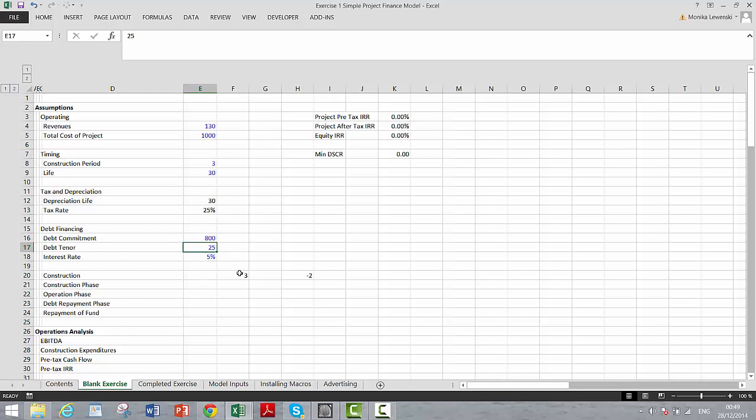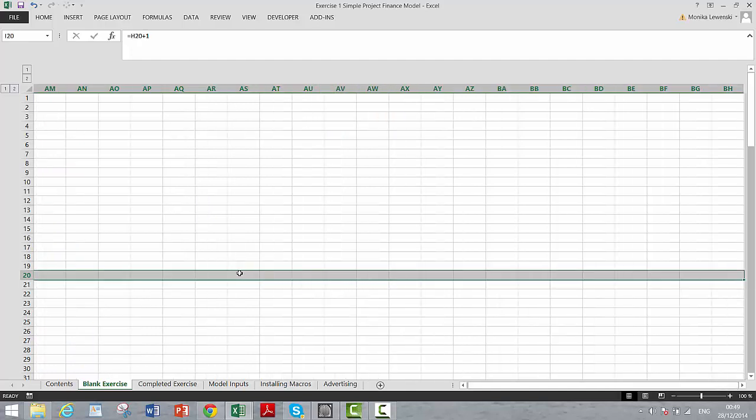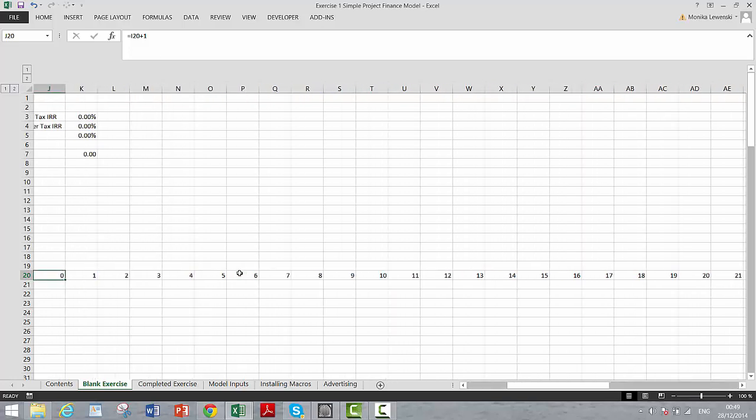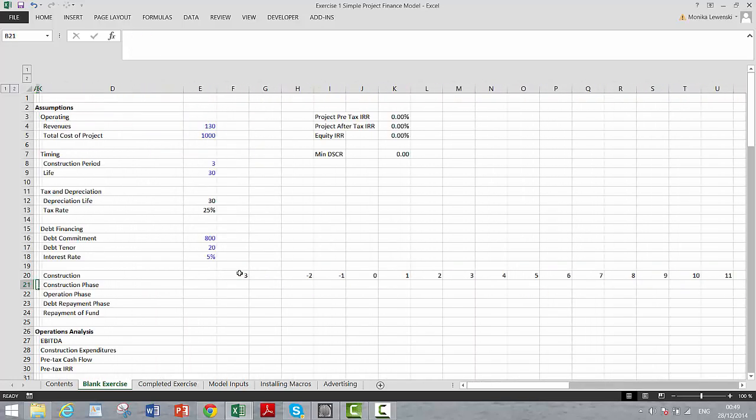A tenor, that's kind of long. Let's put 20 years and an interest rate of 5%. It's intended to be very simple. It's intended to just work through all of the issues, and I'll discuss these as I go along. So I just added 1, Shift Control R, and we go up to a maximum of 50 years.